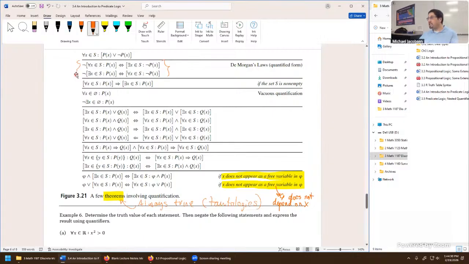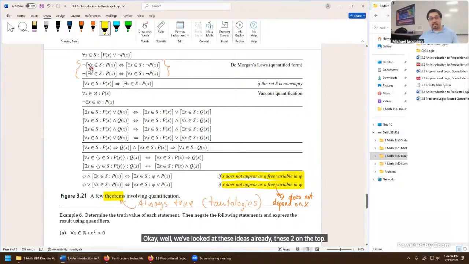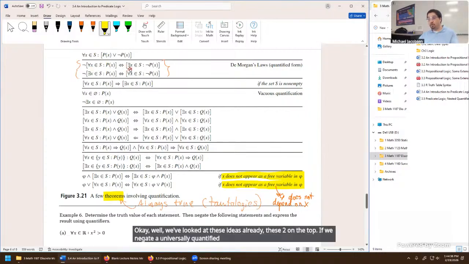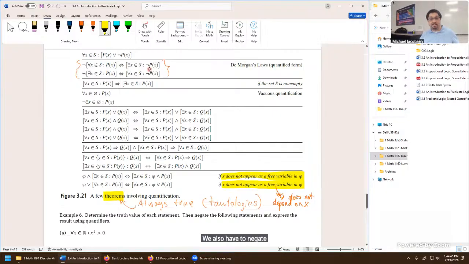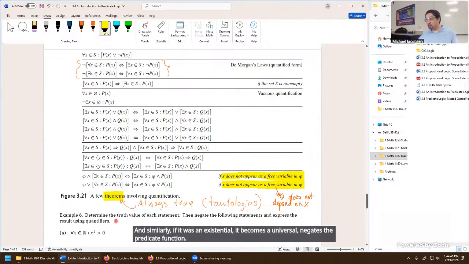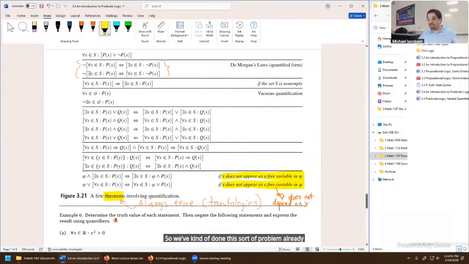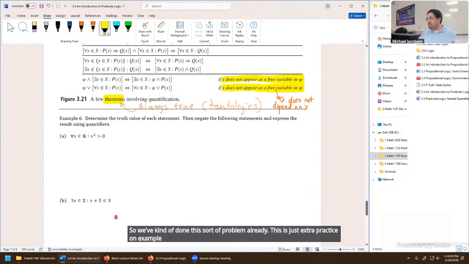Okay, well, we've looked at these ideas already, these two on the top. If we negate a universally quantified statement, it turns into an existential statement. We also have to negate the predicate function at the same time. And similarly, if it was an existential, it becomes a universal, and we negate the predicate function. So we've kind of done this sort of problem already. This is just extra practice on example 6 to round out this section.